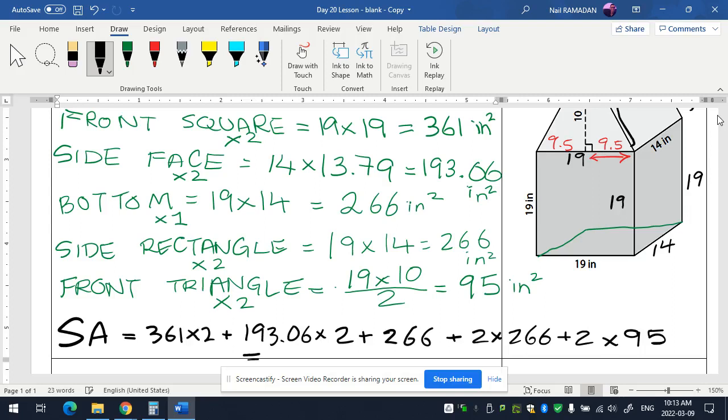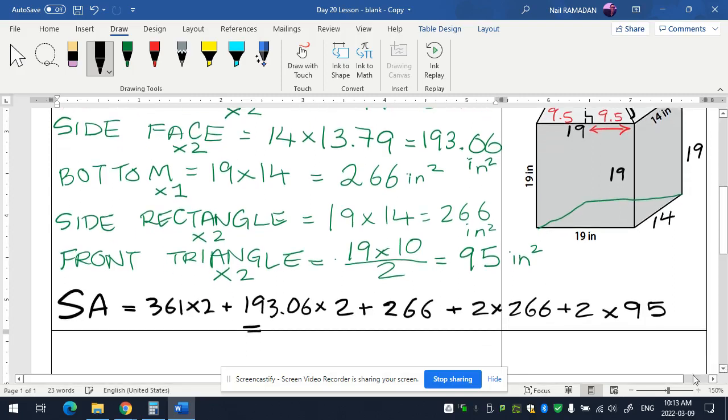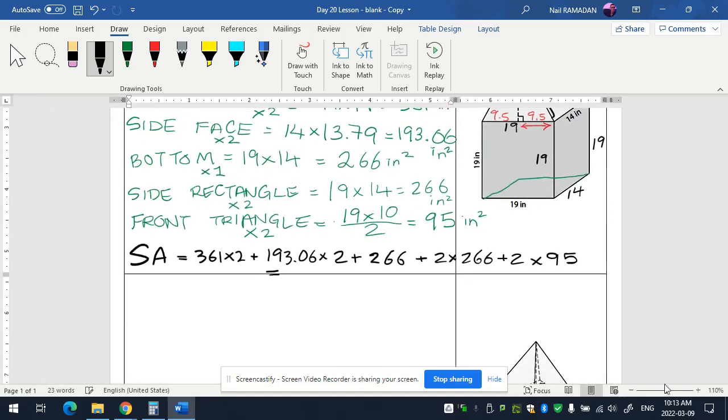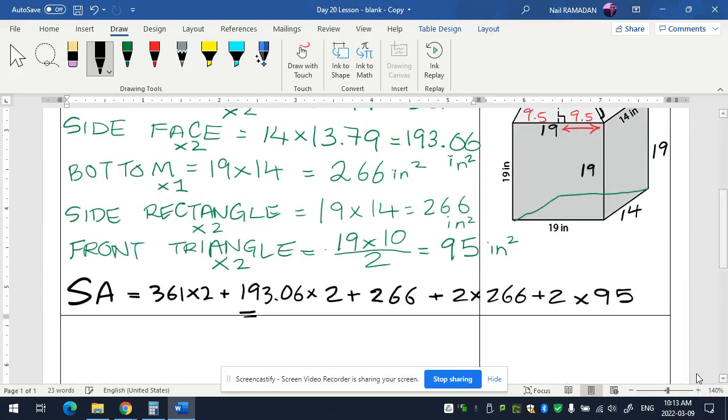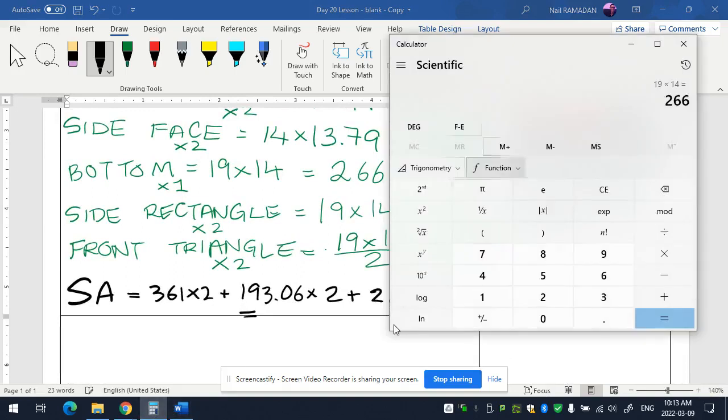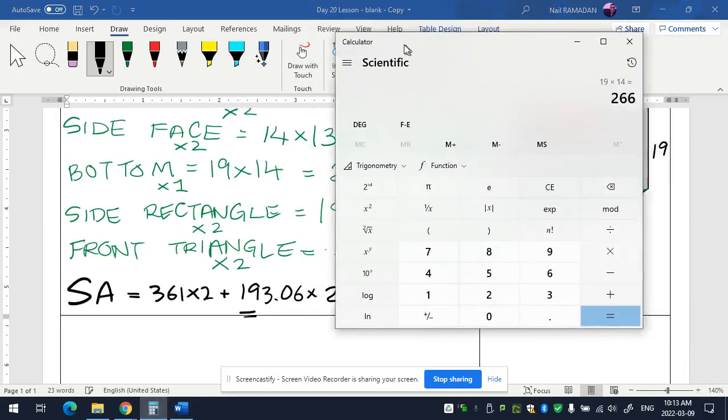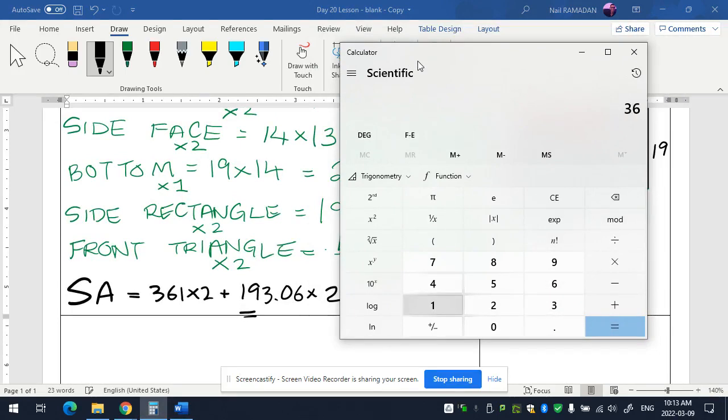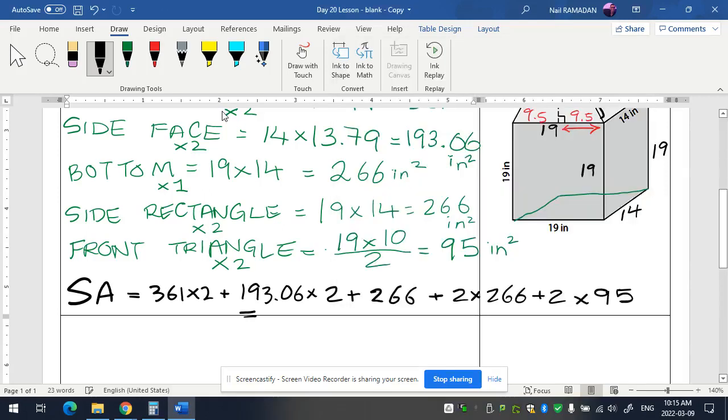Okay, what's our final answer? Well, I don't know. Can someone do it with me so I can confirm that I get the right answer? All right, so 361 times 2 plus 193.06 times 2 plus a single 266 plus 2 times 266 plus 2 times 95. 2000 what?